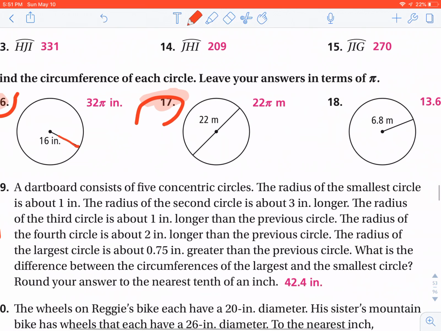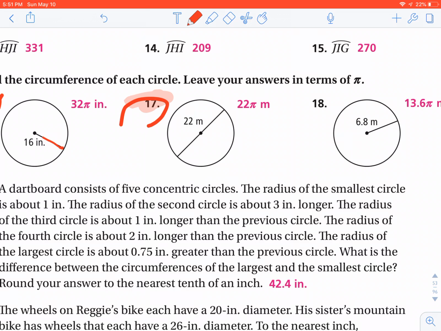Number 17 works the same way. It's actually even easier. In number 17, the whole piece here is the diameter. So my formula to find the circumference is pi times diameter. Well, my diameter is 22, so leaving it in terms of pi, my answer is simply 22 pi. If you multiply this out in your calculator, 22 times pi, you probably got 69 and a long decimal. They don't want that. They just want the answer in exact terms, which would be 22 pi.